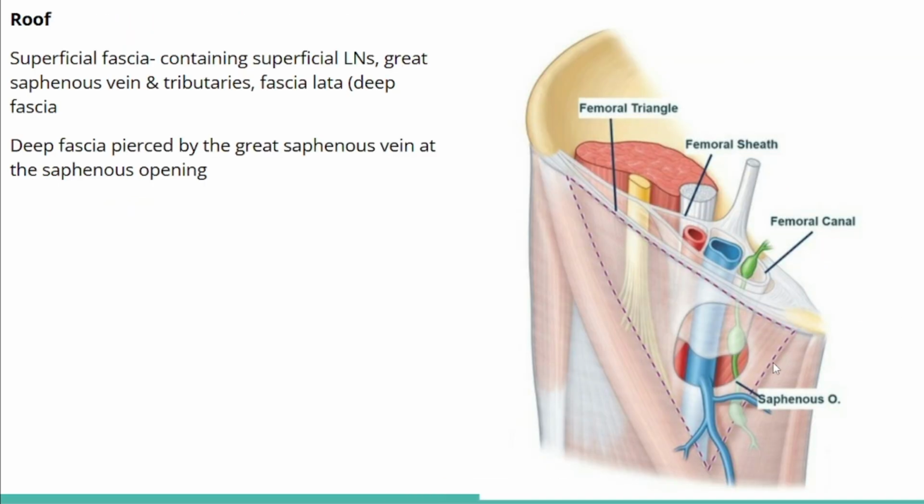The roof of the femoral triangle is made by the superficial fascia, containing superficial lymph nodes, the great saphenous vein and its tributaries, and the deep fascia, fascia lata, also contributes to the roof. This deep fascia is pierced by the great saphenous vein at the saphenous opening. You can see here a sheath-like structure, which is the femoral sheath covering the femoral artery and the femoral vein, and then there is a canal-like structure placed most medially. We'll discuss what these structures are in the upcoming slides.